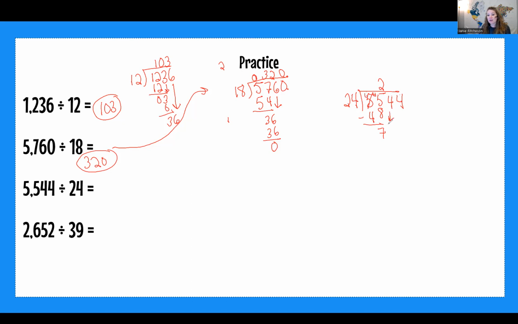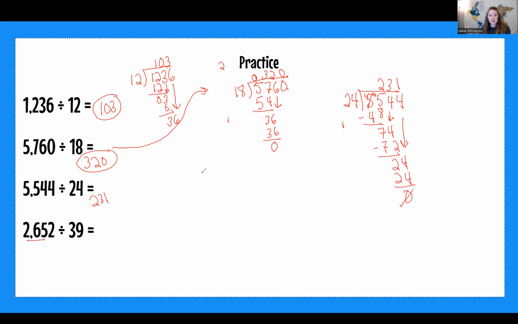I'm going to bring down the next number. I think it'll go 3 times, so a 3 goes right over the 4. 3 times 4 is 12. Carry the 1. 3 times 2 is 6, plus 1 is 7. So when I subtract, I have a remainder of 2, and now I'm going to bring down my 4. And 24 goes into 24 one time. 1 times 24 is 24, and I have a remainder of 0. So I feel really good about my answer, 231.